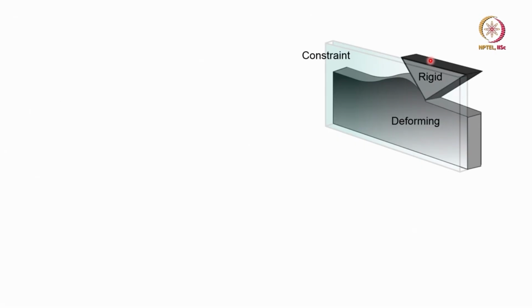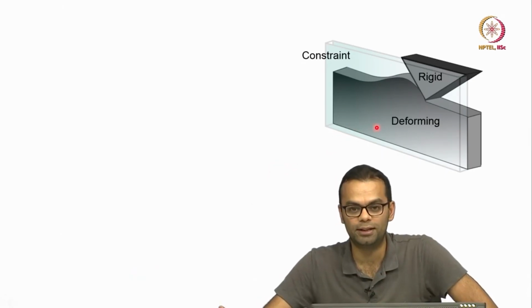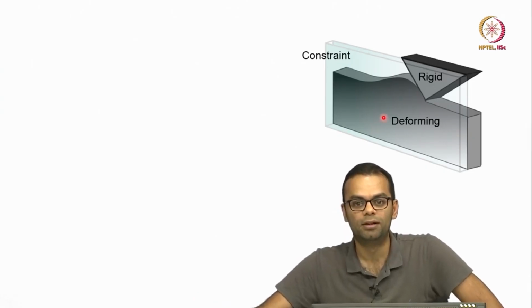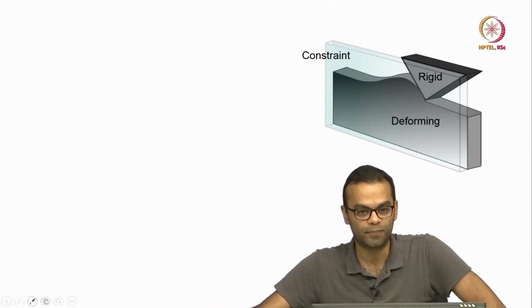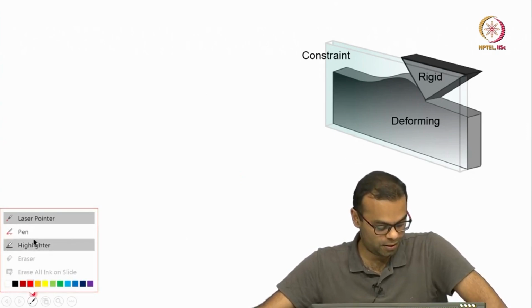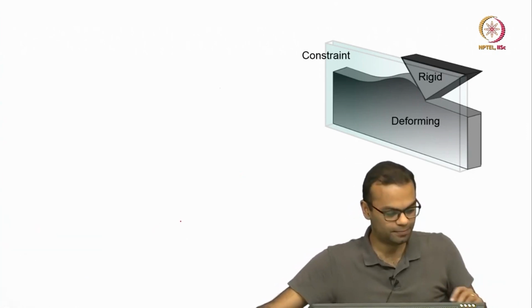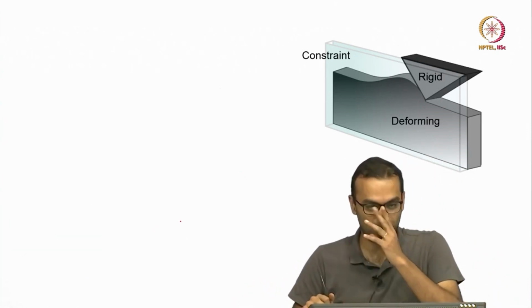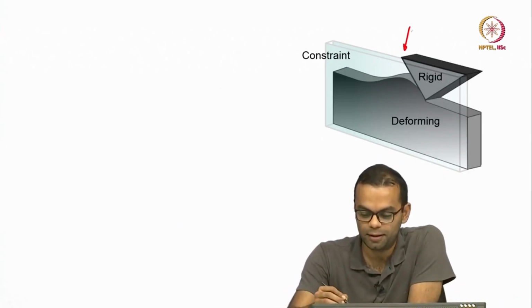So, a typical way in which you would make something plane strain is put a constraint. Here I have a constraint which is a glass plate, it is just pressed against the deforming object to make sure that the deforming object does not come out of the plane of viewing. Now, just so that we are again on the same page, I will make a quick distinction about this situation. This is called plane strain.